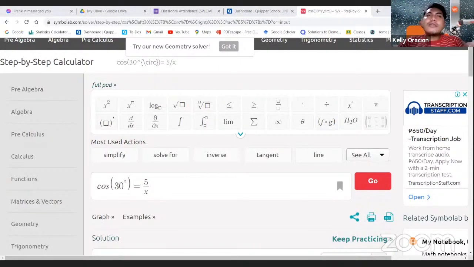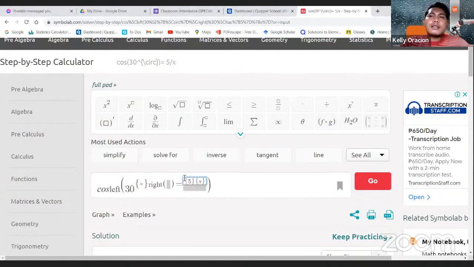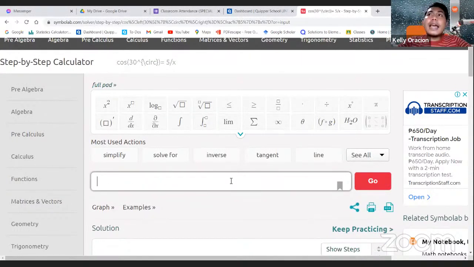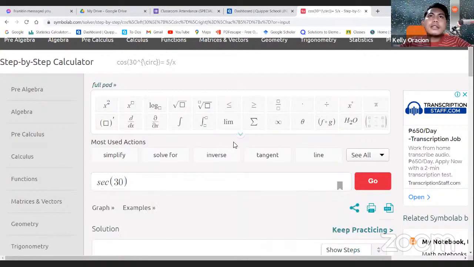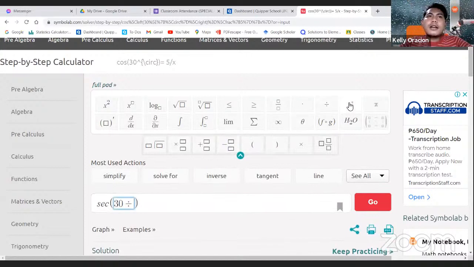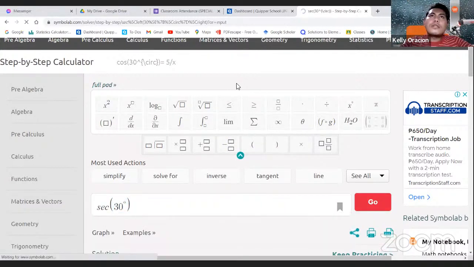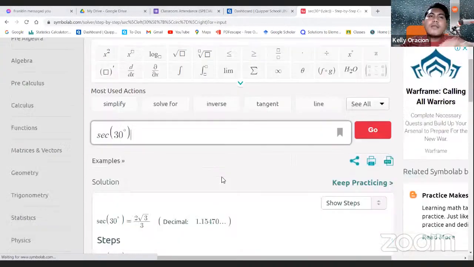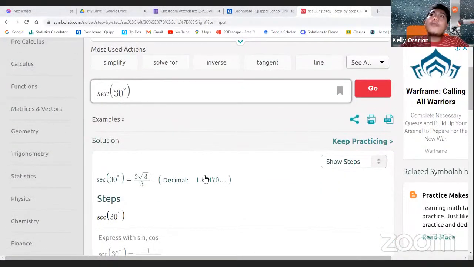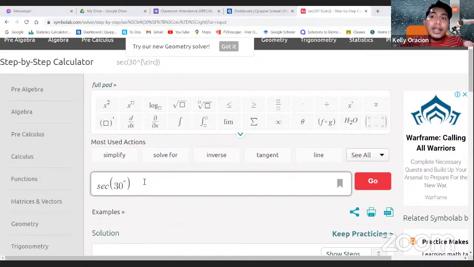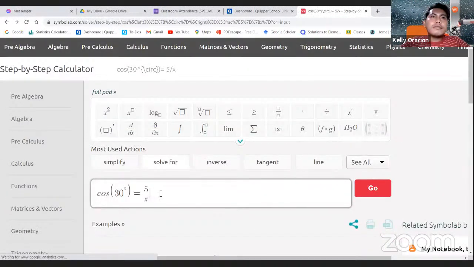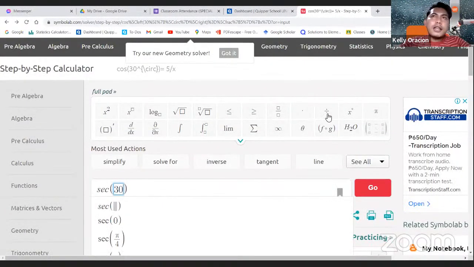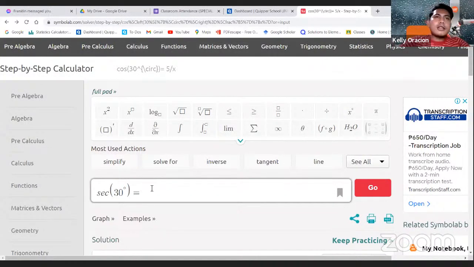Okay? Let's continue. The same also with sec. Sulat nyo lang sec, then open and close parenthesis, 30 degrees. Degree symbol. Then go. Same ang answer. Pwede diretso ninyo equals. Sec 30 degrees equals hypotenuse over 5.